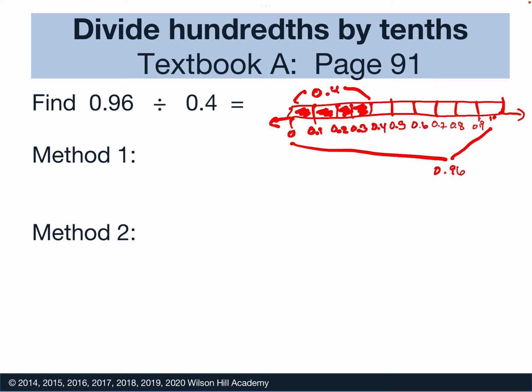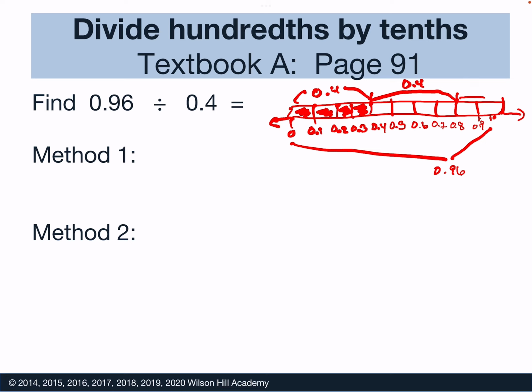And you see that there's one 4/10 piece, and that brings us to 4/10. And then another 4/10 piece would bring us to 8/10, right? And then I have a little bit more. It's not quite, not quite 2/10 more. So it's going to be a little less than 2.5.